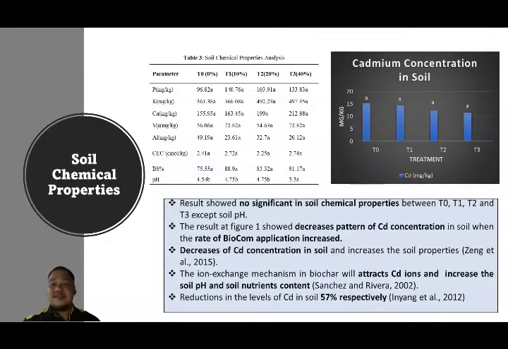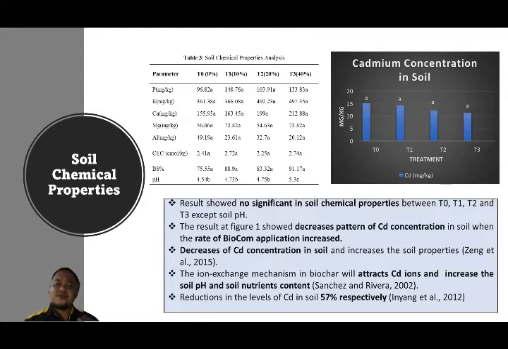Next, we go to the soil chemical properties. As we can see from table 3 here, the result shows no significant difference in the soil chemical properties between T0, T1, T2, and T3 except for soil pH. The result in figure 1 shows a decreasing pattern of the cadmium concentration in the soil when the rate of biocom application increased.